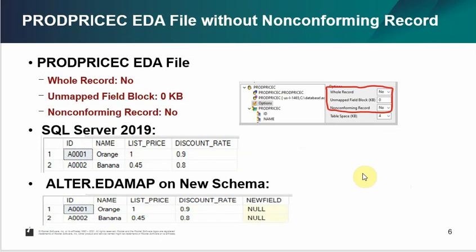In the other option, you don't need to store any kind of non-conforming data. In this case you store no non-conforming data, so it allows you to add the new field without doing the reconversion process.